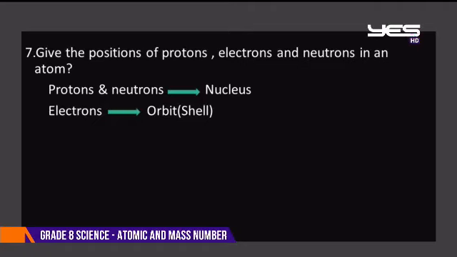Check the 7th sample question. Give the positions of protons, electrons and neutrons in an atom. Where are protons located in an atom? In an atom, protons are located in the nucleus of the atom. Then what about neutrons? Neutrons are also located in the nucleus of the atom. Then what about electrons? Where can we see electrons? Electrons are revolving through a circular path or orbit in an atom.